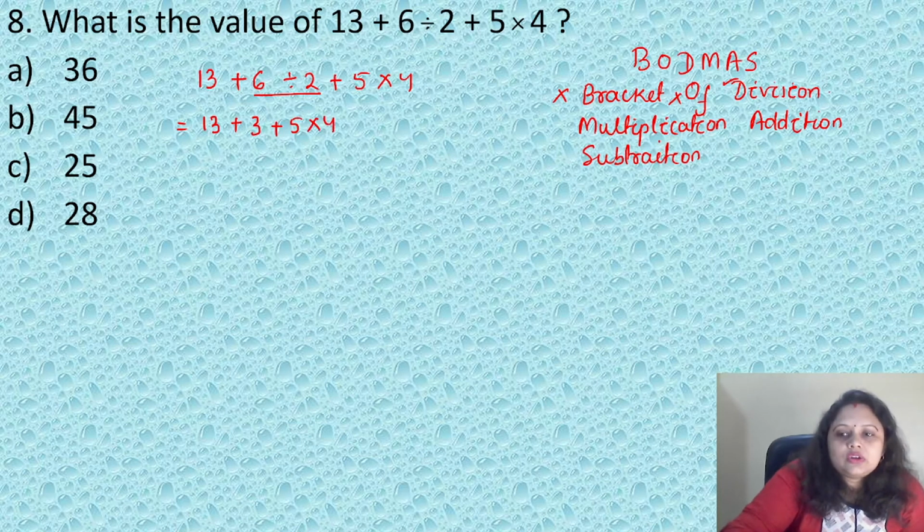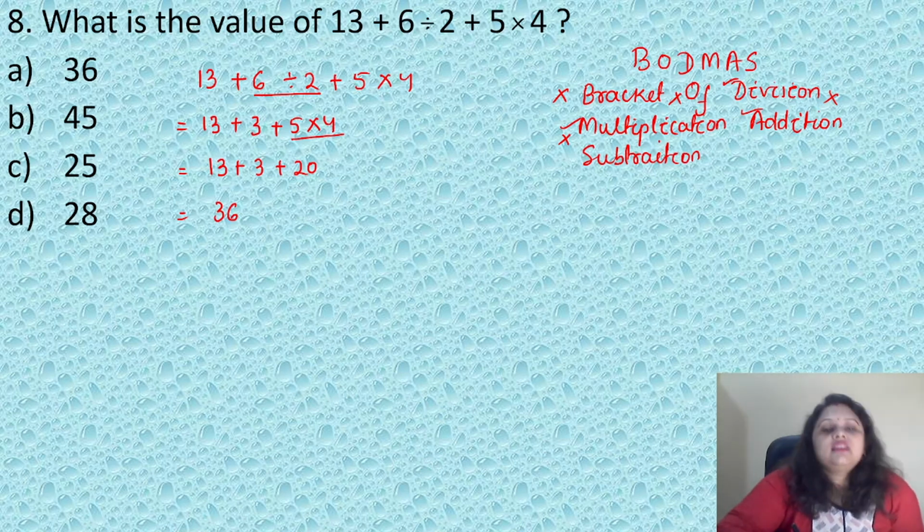Now division is not there. Next one is multiplication. Multiplication means we have to solve this one, and the rest of whatever is there will be written as such. 13 plus 3 plus 5 into 4. What is the value? 20. So now multiplication is also over. Next comes the addition. 13 plus 3 plus 20. 13 plus 3 is 16, plus 20 is 36. So here the correct answer is 36, which is present in option A. So the correct option is option A.